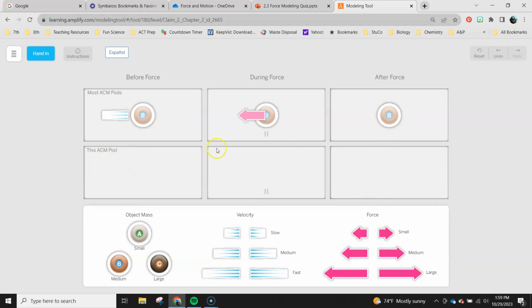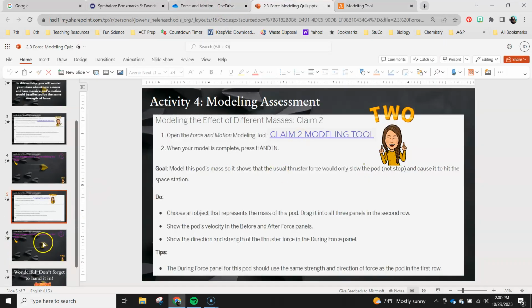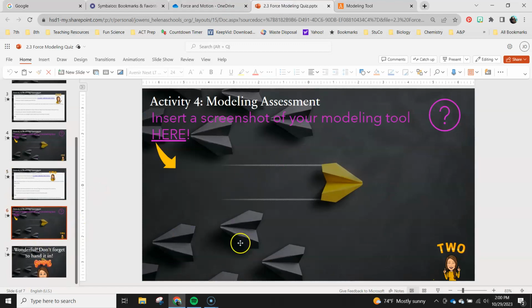So again, to sum up, you should have the same puck in all three boxes, so 3 of the same puck. You guys should have a pink arrow in the middle box, and then you should have one of these low velocity tailwinds in your end box to show the movement after the thruster force. Okay, again, once you're done with that, you're going to go ahead and screenshot it. Let's put that one on 6. Make sure you guys have both of those screenshots saved. I won't be able to grade it without both of those screenshots.